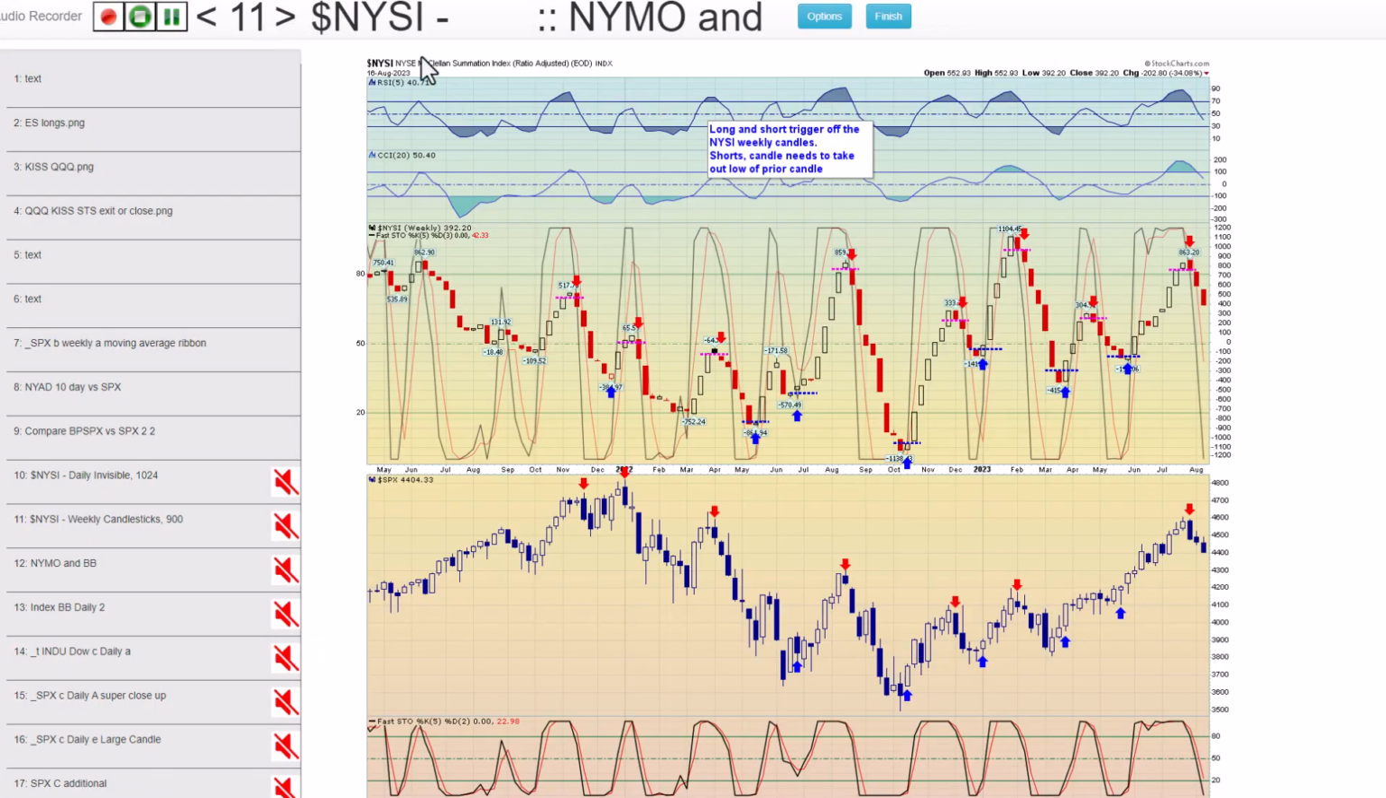Chart number 11, here's another one. The NYSI again is a weekly, and this gave a great sell signal off this trigger a couple weeks ago, as you can see. And you can see the previous buy signals. The last one was in May, was a great buy signal.